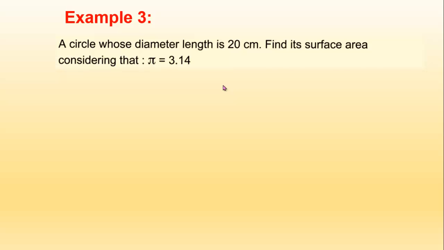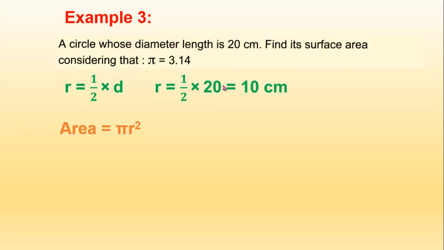Now, I was given here the diameter. So, to find the area, I must first calculate the radius. So, radius is equal to half times d. Radius is equal to half times 20, which is equal to 10 centimeters. Now, it's easy to calculate the area. Knowing the rule that area is equal to pi times r squared, then area is equal to 3.14 times 10 squared. Area is equal to 314 centimeters squared.